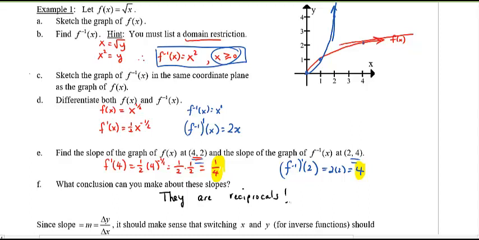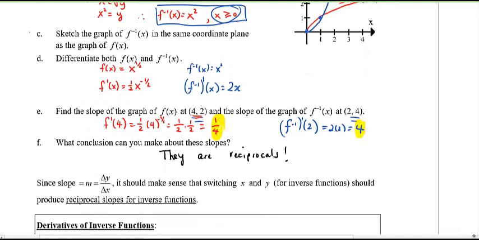And if you think about this, what is inverse again? Switching x and y. So since the slope is really defined as the change in y over the change in x, it should also make sense that switching x and y for the inverse function should produce reciprocal slopes. So that'd be delta x over delta y, or in this case, the reciprocal.